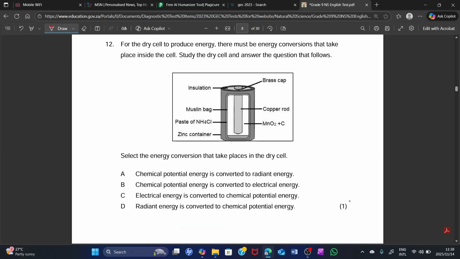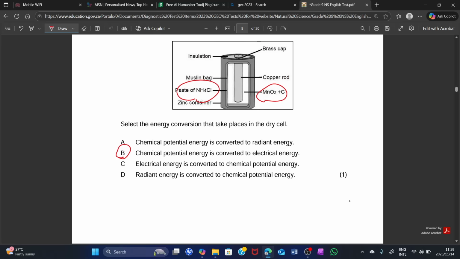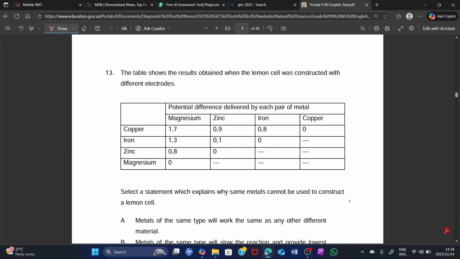Question 12. For the dry cell to produce energy, there must be energy conversions that take place inside the cell. Study the dry cell and answer the questions that follow. That is the cell. Select the energy conversion that takes place in a dry cell. Now, what does a cell do, class? It uses chemicals. These are the chemicals we have here, class. It uses chemicals to produce electricity. That's B. Chemical potential energy is converted to electrical energy. That is the conversion that takes place.